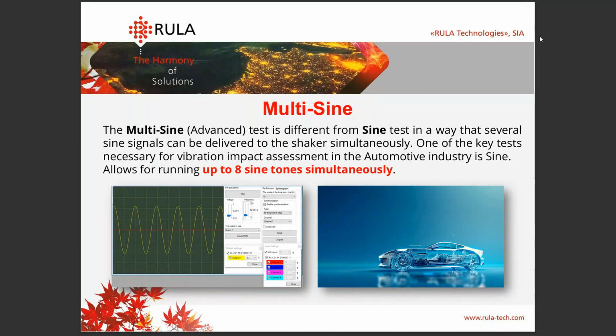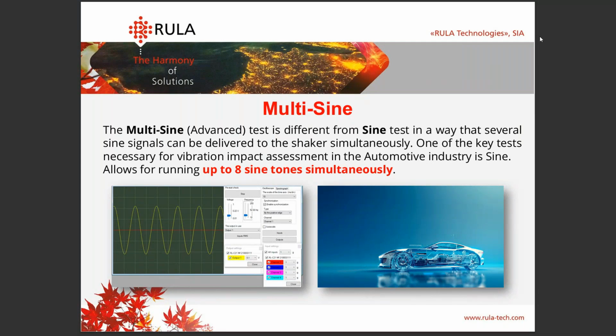So basically, multi-sine or advanced sine option is the same sine test with familiar settings and resonance search track and dwell submodule, but allowing for running up to 8 sine tones simultaneously. Just think how significantly it changes the impact.